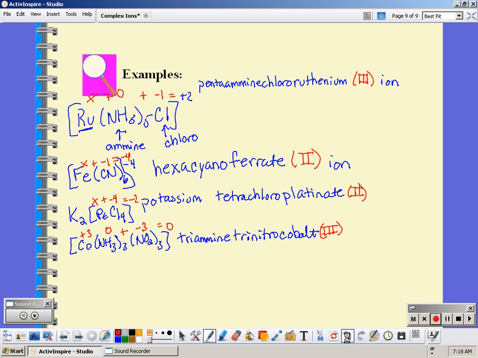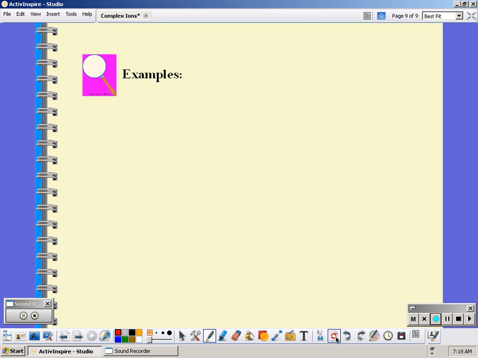Alright, let's try doing some the other direction. I'll give you the name and then let's write the formula. Alright, so here I've noticed that there's no word ion, so I know this is a neutral compound. I also see that it's 2 separate words, potassium and then tetrachlorocobaltate 2. So potassium must be my positive cation, so I'm going to put K +1 because it's in group 1.